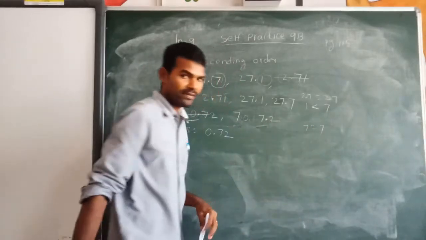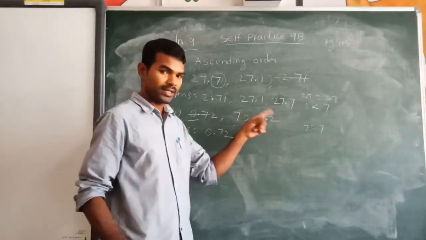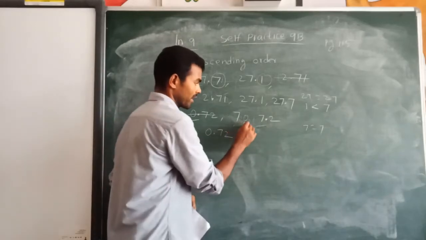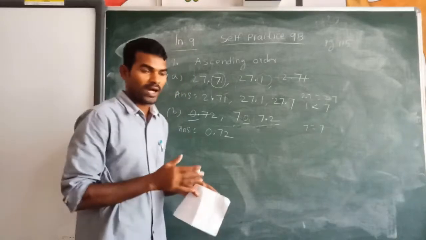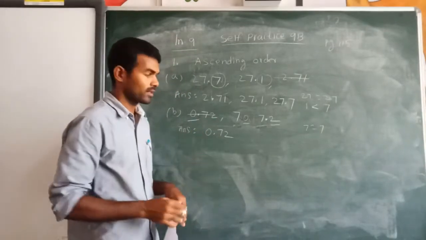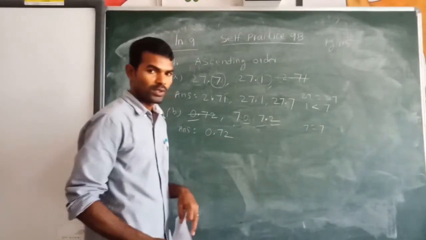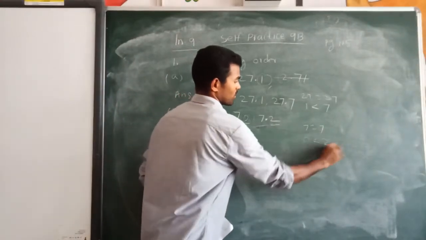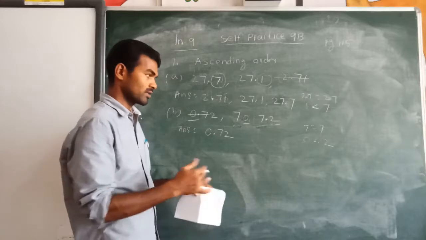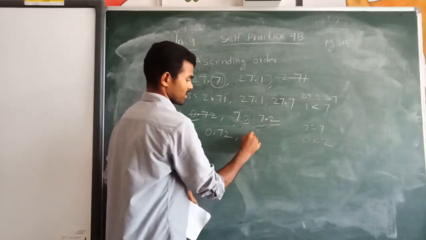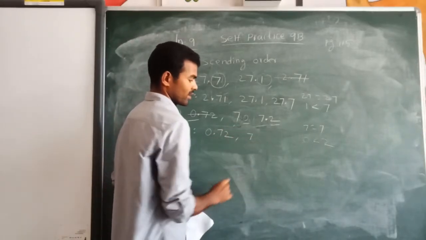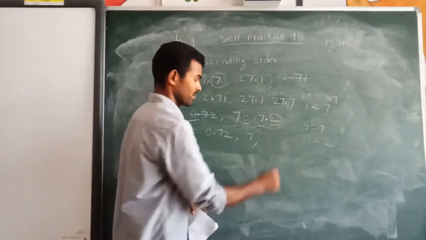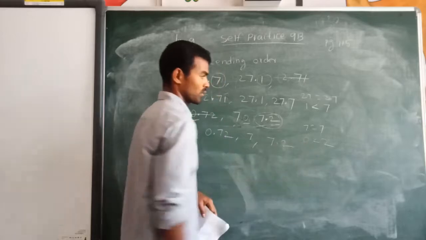Yes, 7 equal. Now let us continue and compare the tenths place. After the point, compare the first place. Here is 0, here is 2. So you know 0 is less than 2. Yes, no? So the next small number is 7, and the biggest number is 7.2. Got it, children?